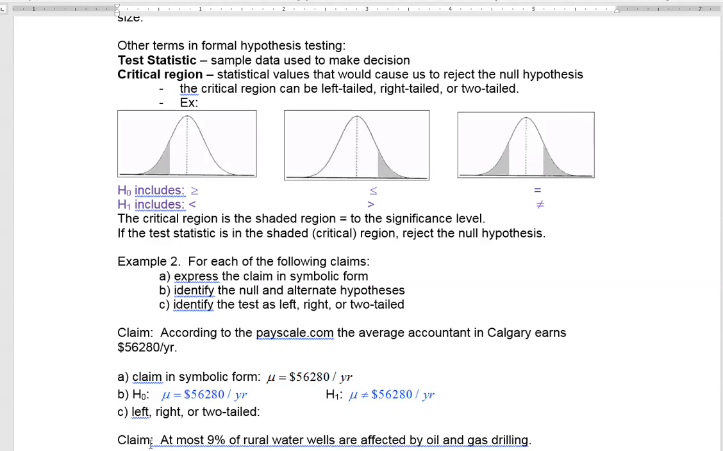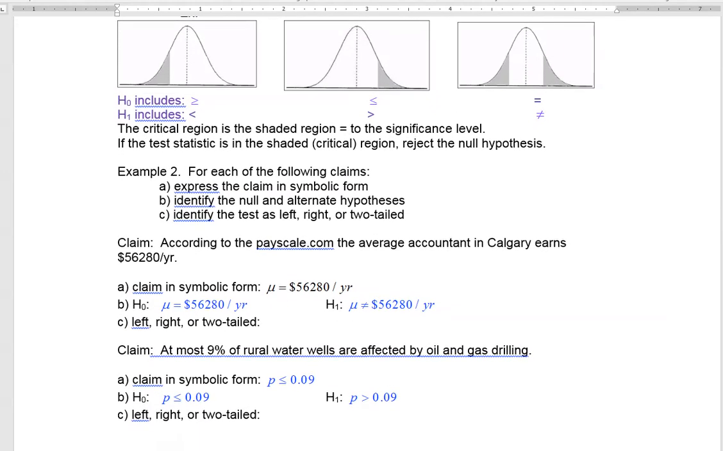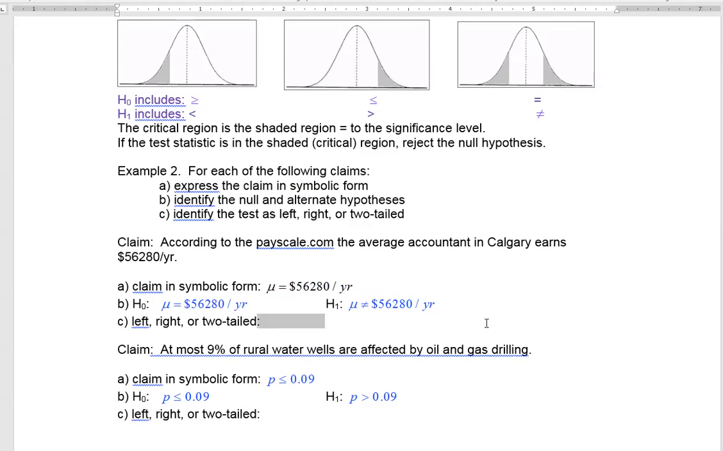Second one are at most. So at most we said was less than or equal to. Less than or equal to is going to be our null hypothesis again. Our alternate is going to be the opposite, greater than, and we're going to end up with a right-tailed test. And I see I didn't highlight that answer.